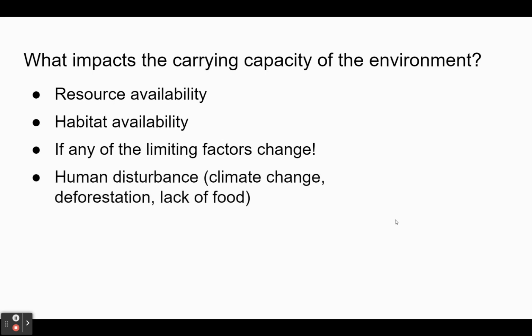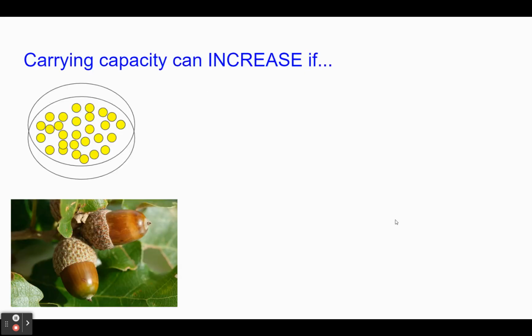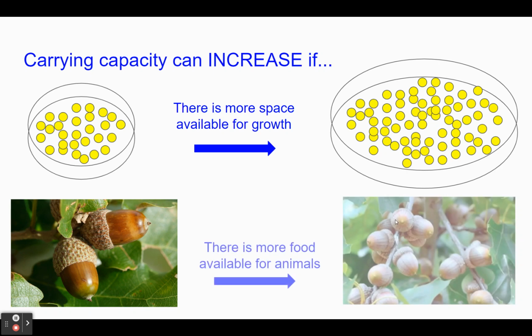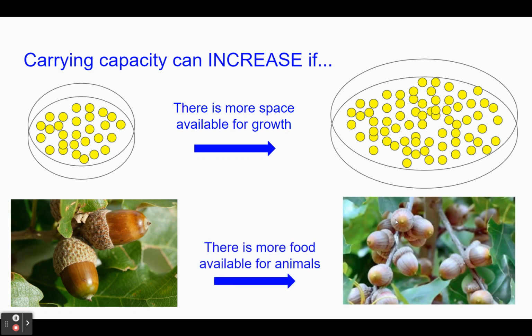And humans. Humans can change the carrying capacity. Human disturbances like climate change or deforestation or lack of food, all of these things can impact the carrying capacity of an environment. Here's some examples. Carrying capacity can increase if there's more space available for growth. If we transfer our bacteria into a larger petri dish, the carrying capacity of the environment changes because there's more space to support them. Or an increase if there's more food available for animals.